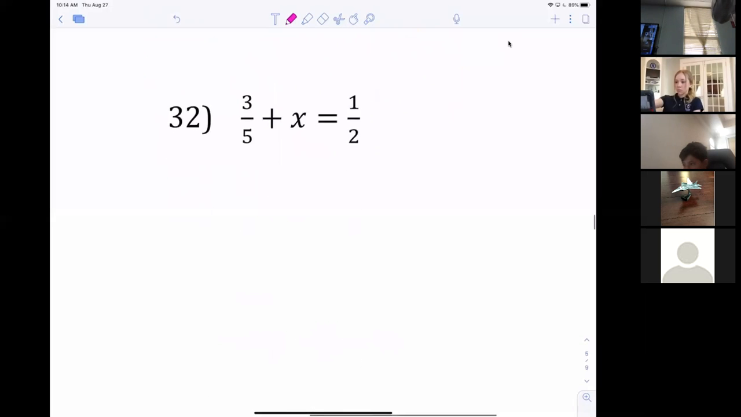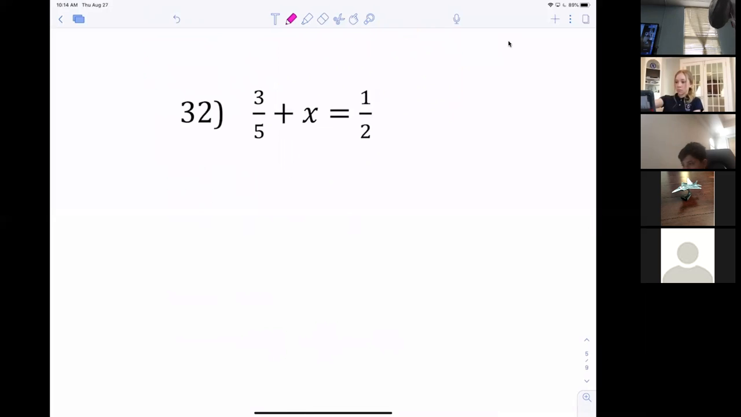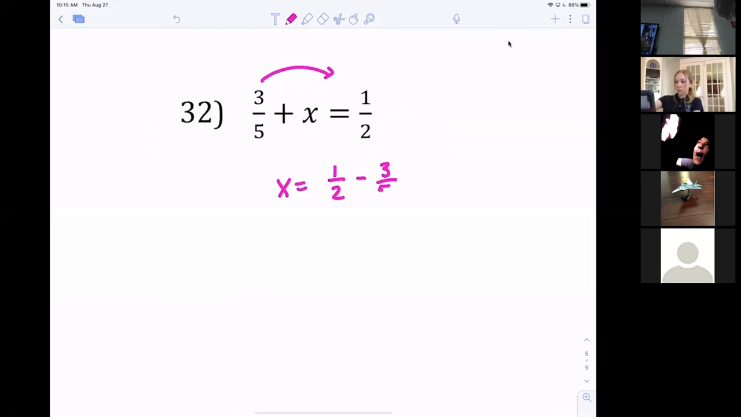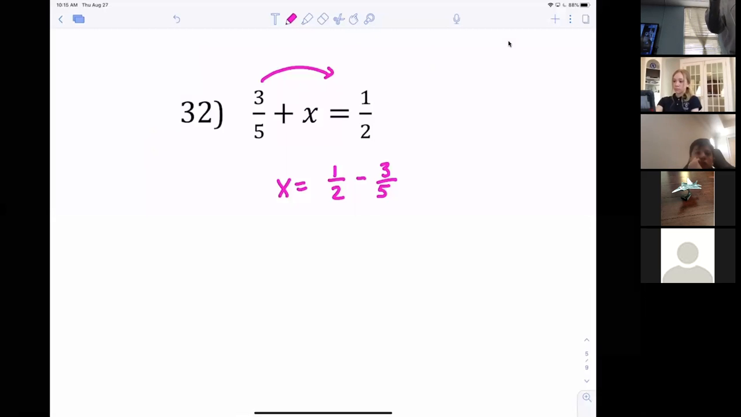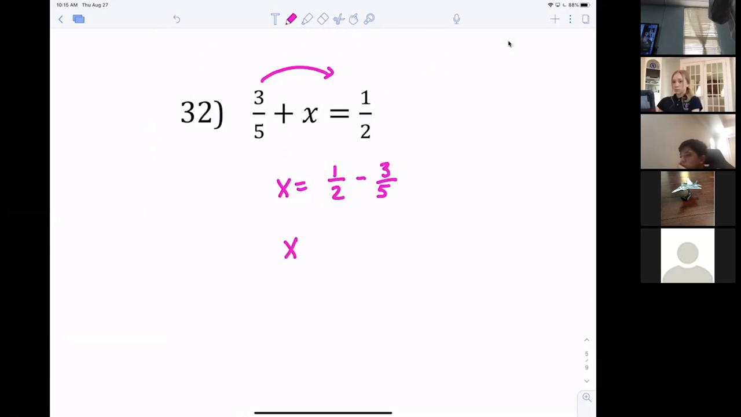Okay, so let's go to 31. All right, now we have fractions again. I got to move the 3/5 over. So the answer is x is equal to whatever 1/2 minus 3/5. Come on now, let's not have trouble with fractions. All right, common denominator is what? 10. I'm hoping you do the fraction like this. 10.